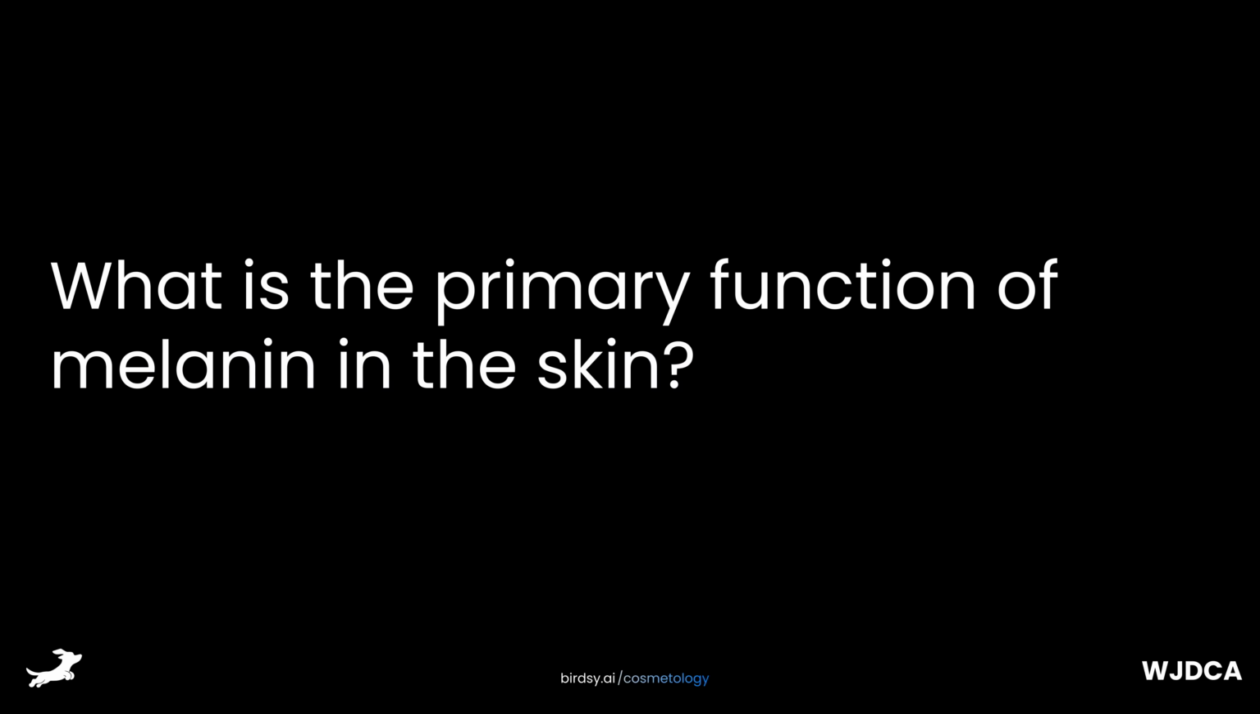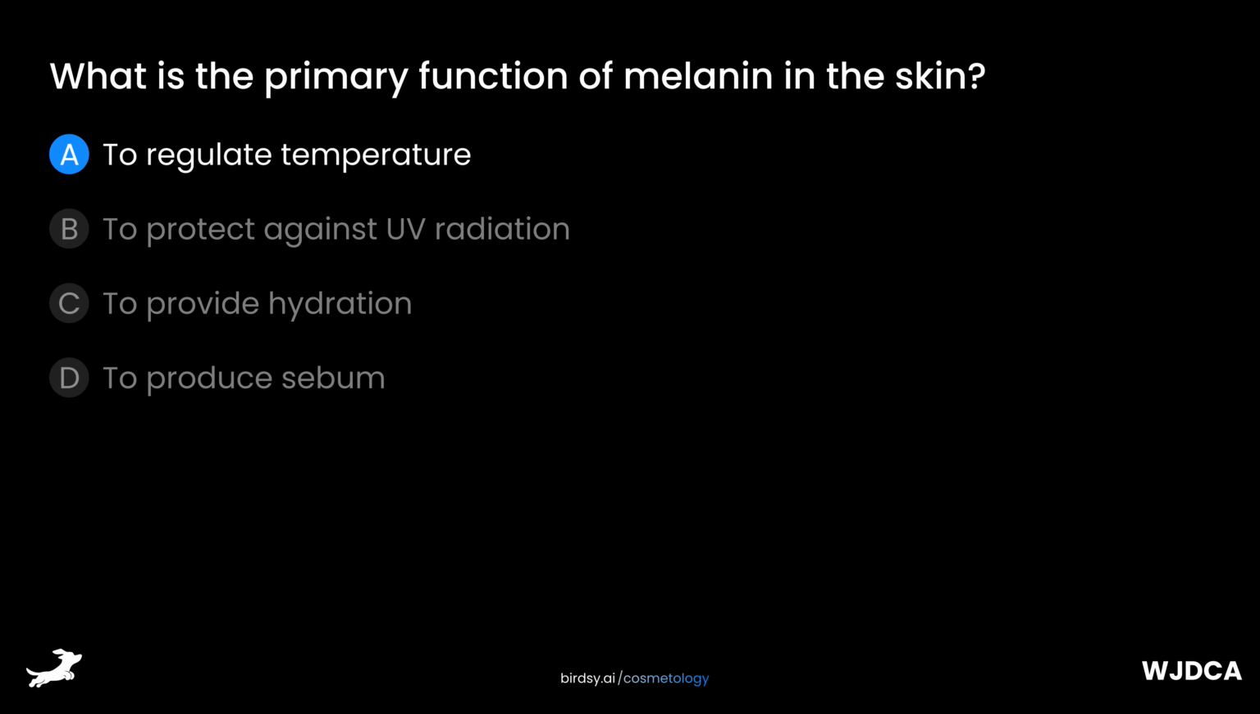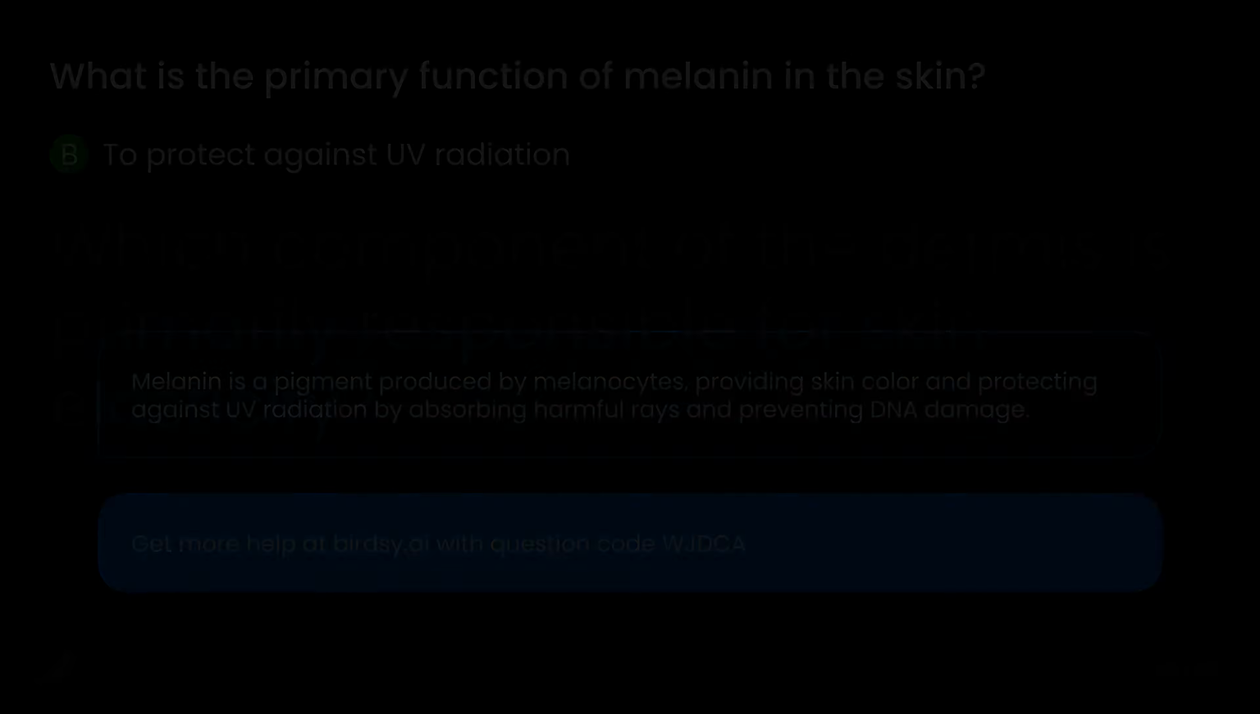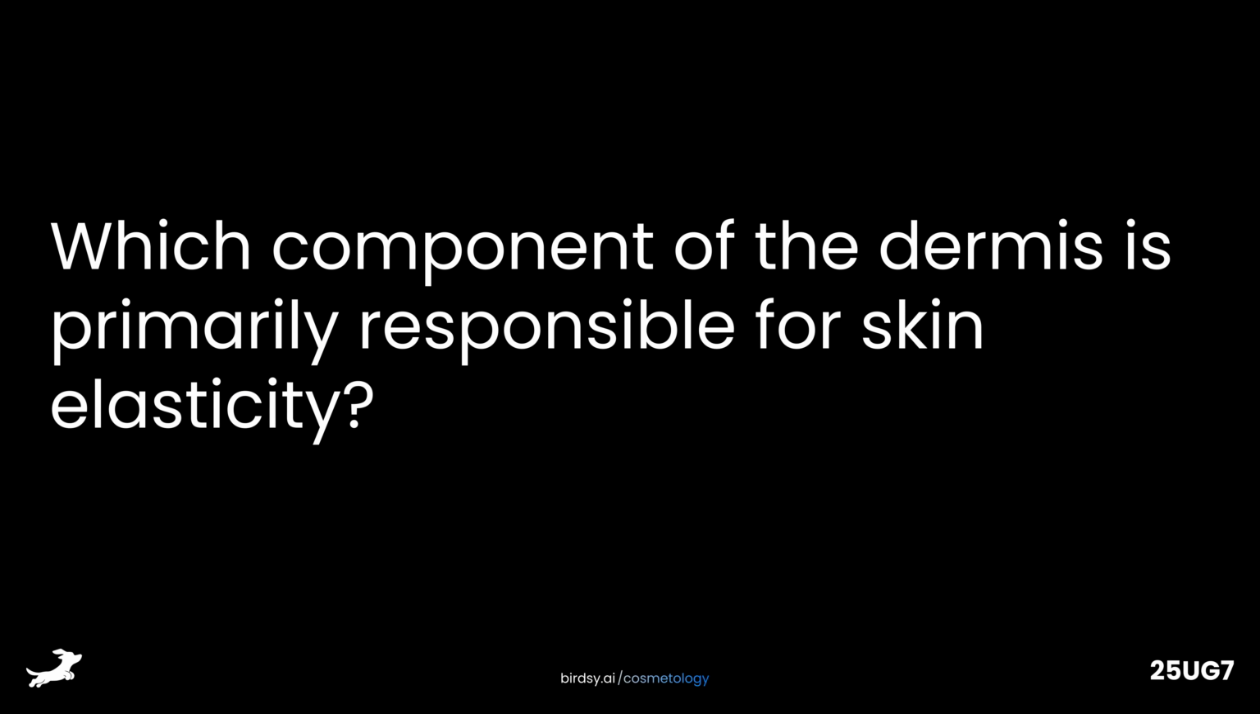What is the primary function of melanin in the skin? Is it A, to regulate temperature, B, to protect against UV radiation, C, to provide hydration, or D, to produce sebum? The answer is B, to protect against UV radiation. Melanin is a pigment produced by melanocytes, providing skin color and protecting against UV radiation by absorbing harmful rays and preventing DNA damage.